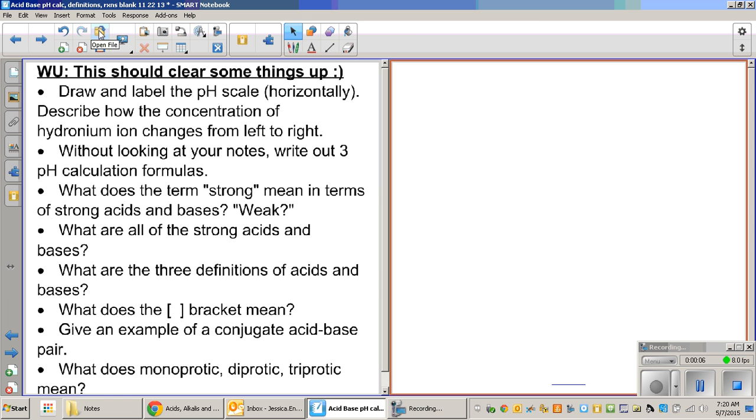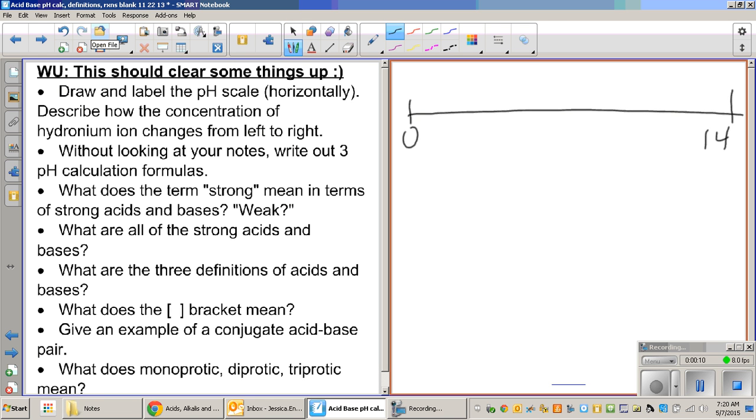All right, so if you didn't draw something from 0 to 14, I know that there are things that can be above and beyond, but this is our general pH scale. At the middle, what would you say about the concentrations at 7? What would you say about the concentrations of hydronium and hydroxide? Yeah, that's neutral, but what would you say about their concentrations?